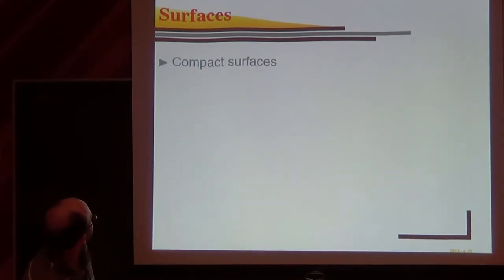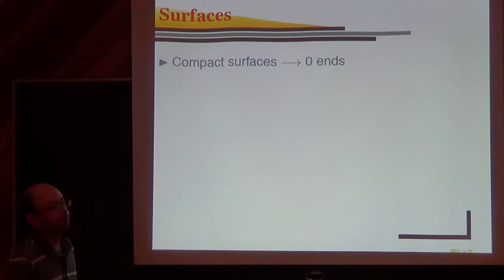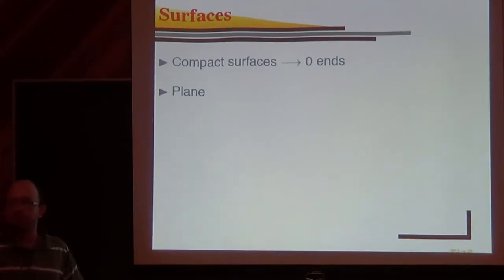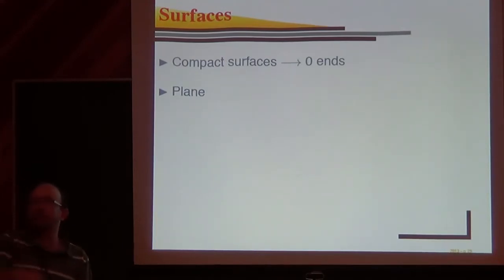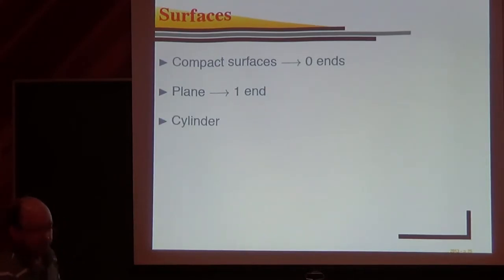So it is known that compact surfaces have no ends, there's no way to go to infinity. The Euclidean plane, well, there's only one way to go to infinity. You can just think of an infinite tube, and you cut at the bottom and glue something in there. So that's a plane, and you can go to infinity in only one way. The cylinder has two ends, and so on.